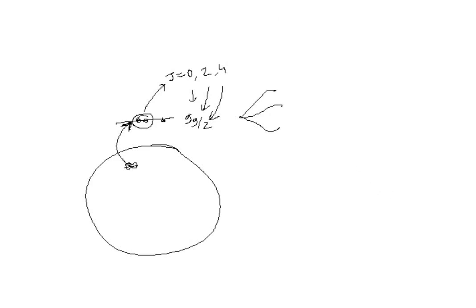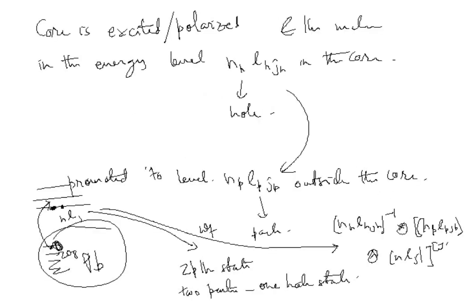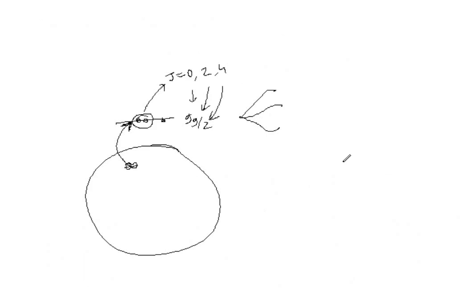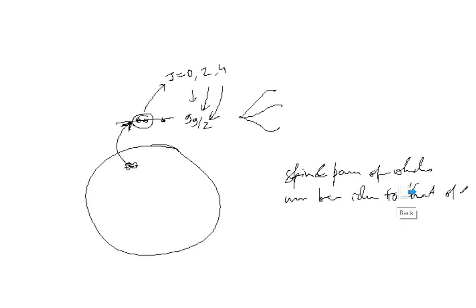Okay, so we have just discussed this, and anyway I was just saying that the spin and parity of the whole nucleus become identical to that of the hole state. That means J_H and minus 1 to the power L_H.